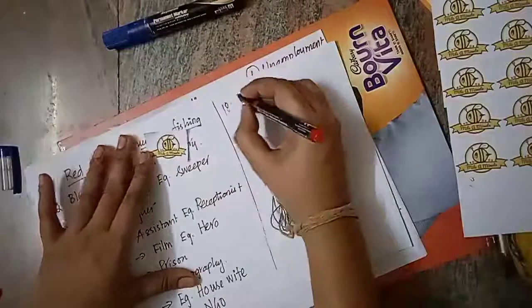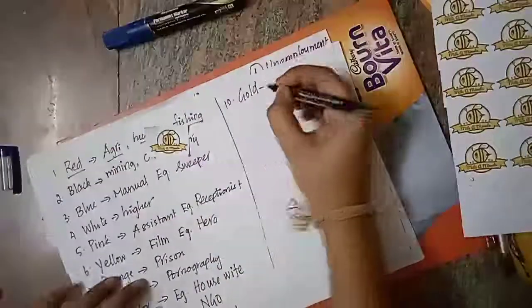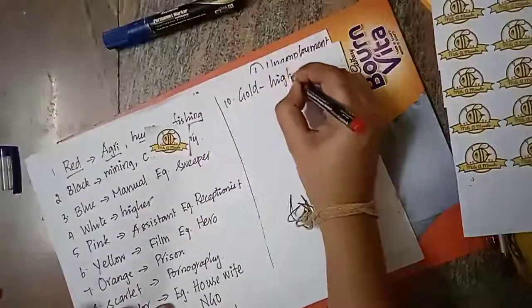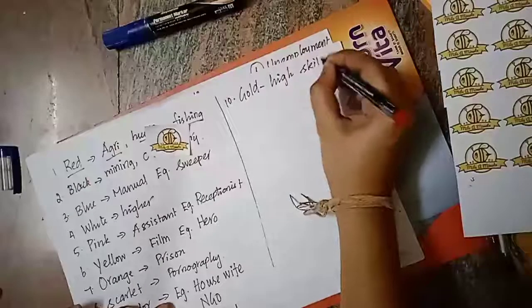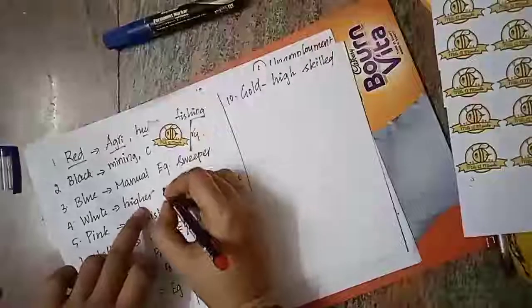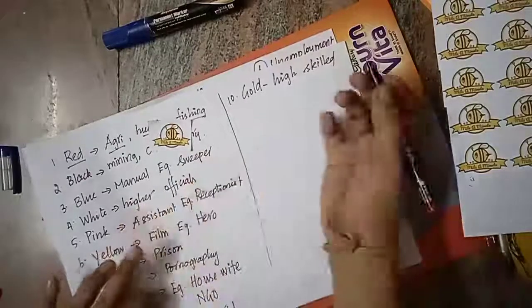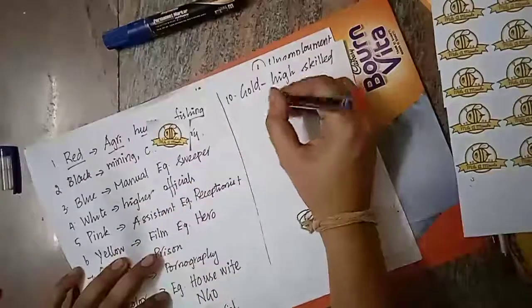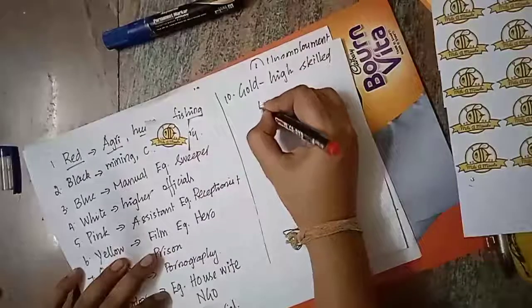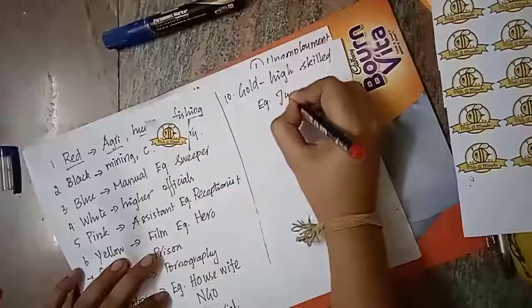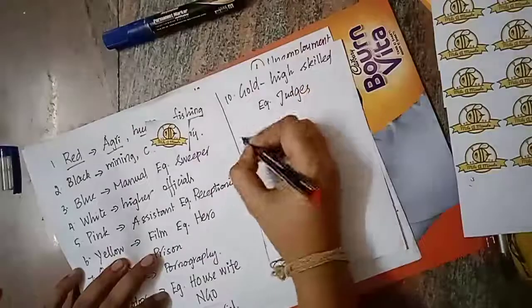And then we have gold color. Gold color is high skilled. High skilled ones come under gold. In white, I said higher officials come under white color, whereas in gold, high skilled come under gold color. For example, Quinary sector workers. Example for Quinary sector is judges, who come under golden color.